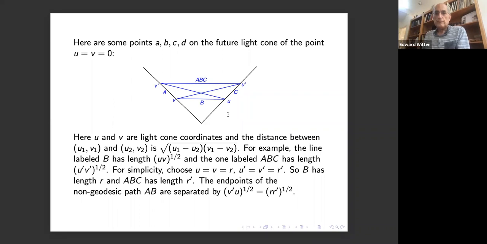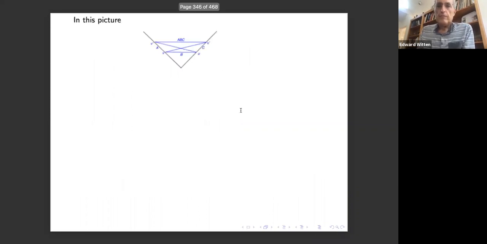Okay, thank you. By the way, we didn't try to define SA or SC, which would have been bad because those are null segments. So we only defined entropies. SAB is okay because the endpoints are space-like separated. Yes.